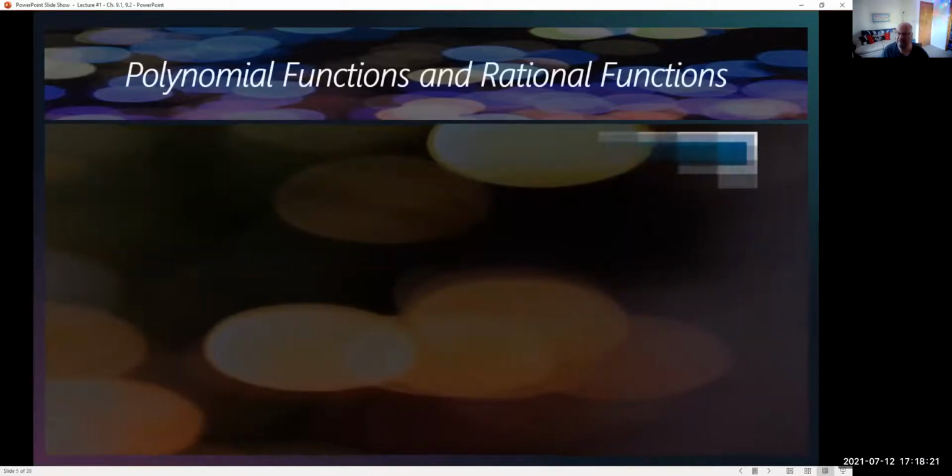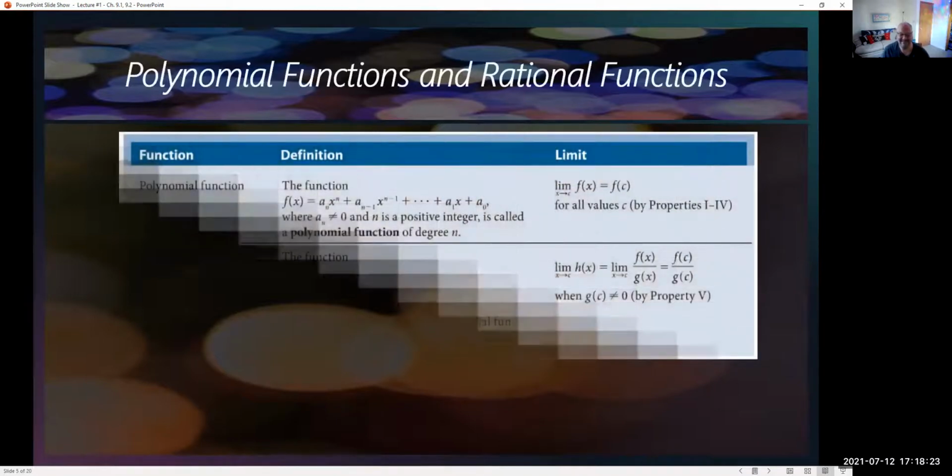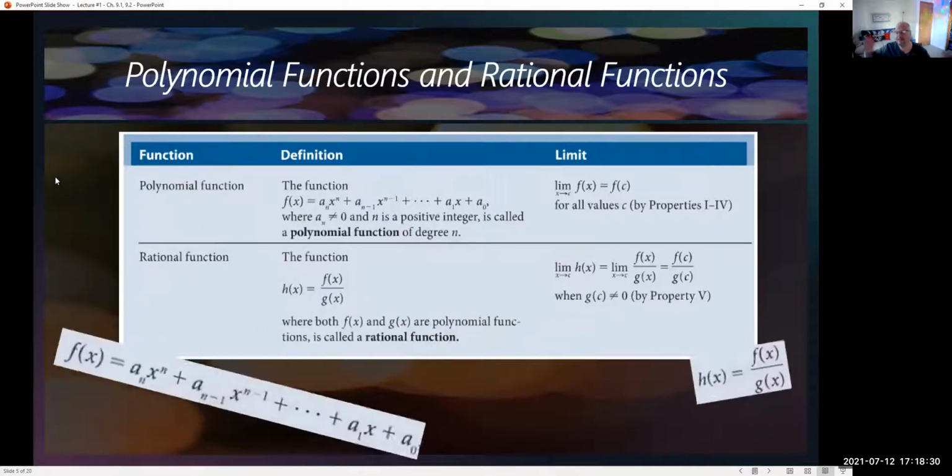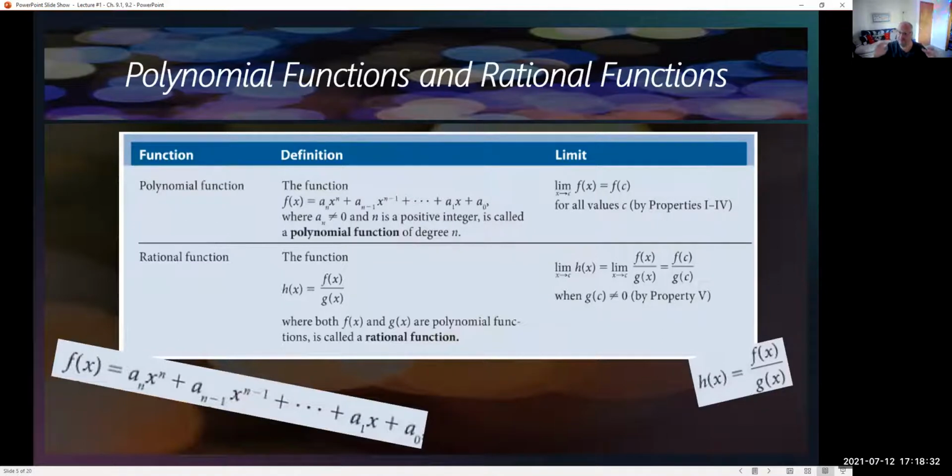Polynomial functions and rational functions. So what you're looking at here is two different kinds of functions that we're going to focus on. Now, there are a million different kinds of functions, but for the purposes of studying limits, it's important that we divide the functions into two different kinds. There are polynomial functions and there are rational functions. We're not going to focus our attention on functions that are trigonometric or logarithmic or logistic or any of the other kinds of functions that there are. We're going to only focus our attention for now on polynomial functions and rational functions.